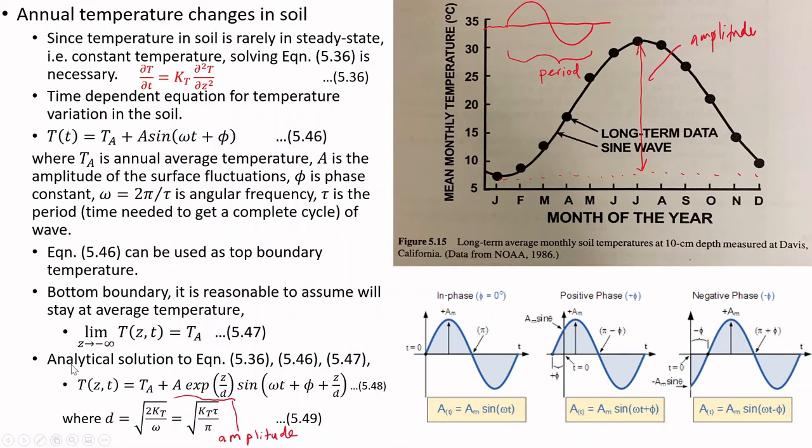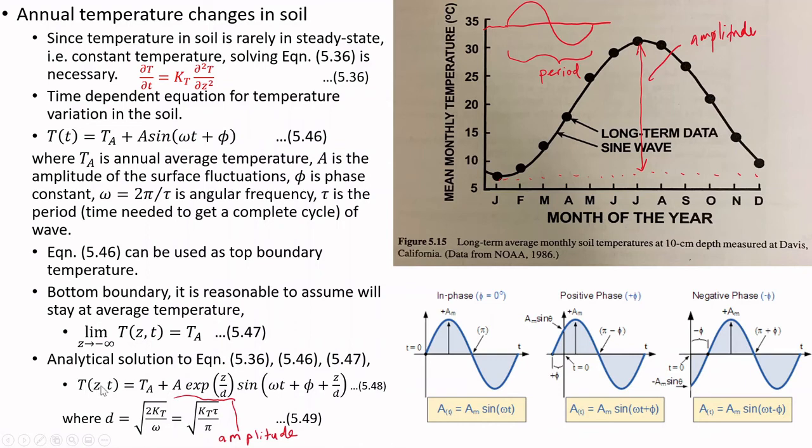So if we find the analytical solution, we try to solve the equation that combines equations 5.36, 5.46, and 5.47. So we combine these and try to find a solution, and we'll get equation 5.48.